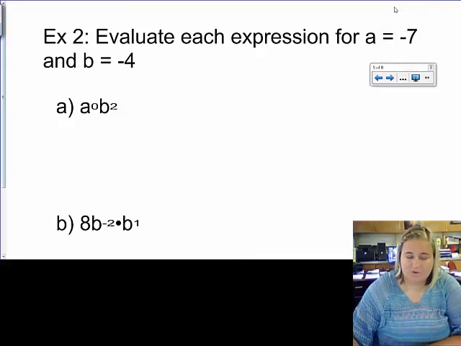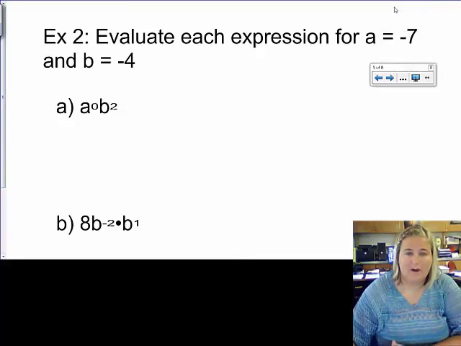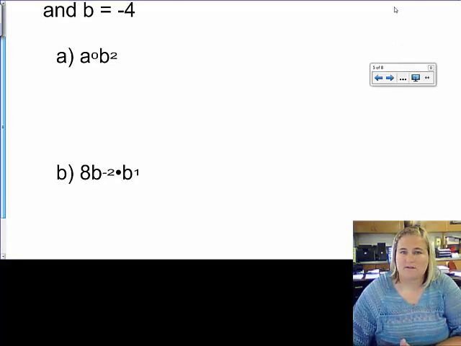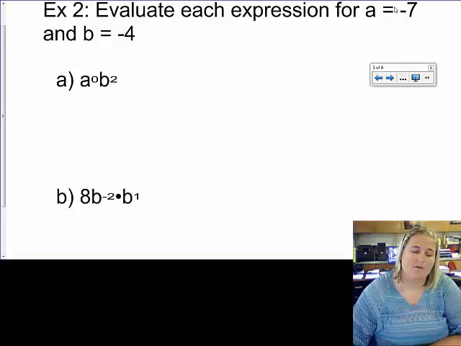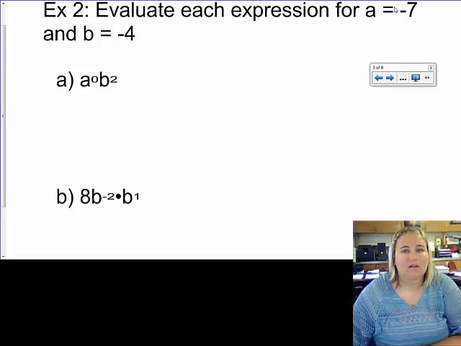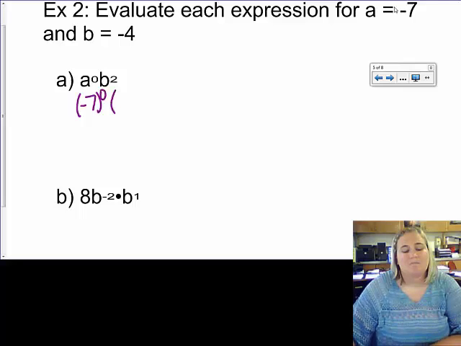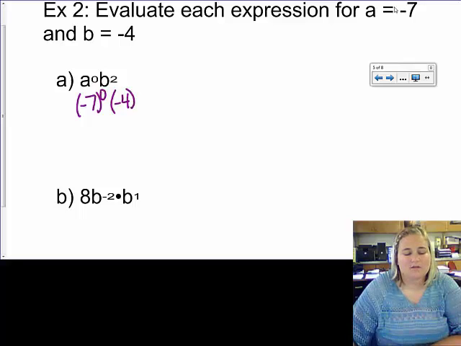It says evaluate each expression for a equals negative 7 and b equals negative 4. So I hope that you remember that whenever I'm substituting for a variable, I always use parentheses. So instead of a, I'm going to substitute negative 7. That's being raised to the 0 power. And b is negative 4. And that's being raised to the 2nd power.